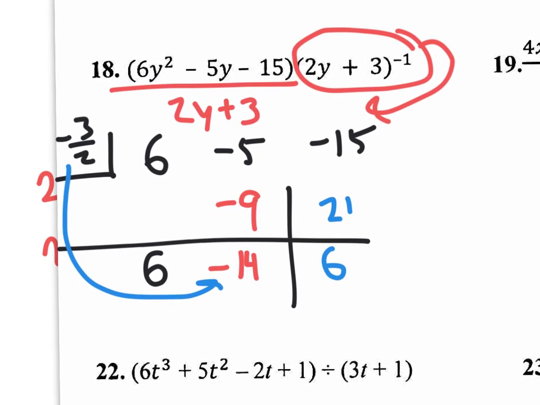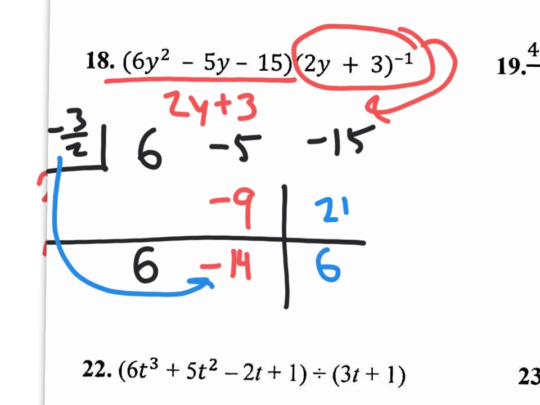Well, you have to start by recognizing that you had a y squared divided by a y to start with. So your answer is going to have a y. So this 6 has a y on it. And then you have your constant value -14. And then you have a positive 6, so you're going to put a plus. And you're going to put 6 over the original divisor. And the original divisor is right here, 2y plus 3.